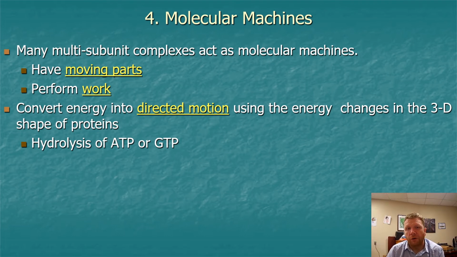Molecular machines are going to convert energy into directed motion using the energy changes in the 3D shapes of proteins. An example of that is hydrolysis of ATP or GTP. These two molecules, ATP and GTP, adenosine triphosphate and guanosine triphosphate, can be hydrolyzed into ADP, adenosine diphosphate, and GDP, not gross domestic product, but instead guanosine diphosphate.